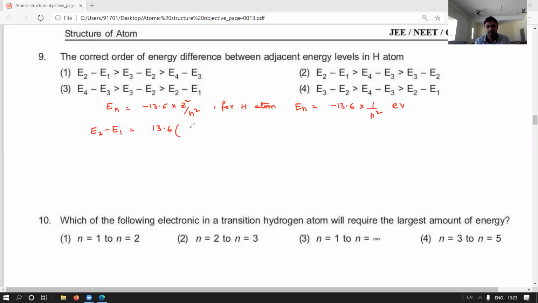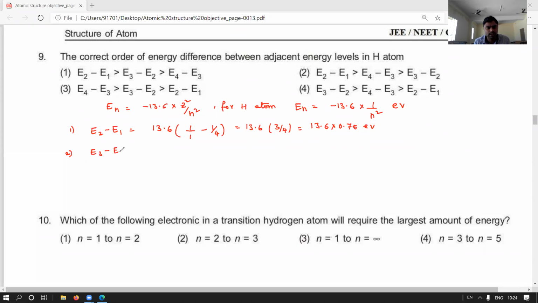Then the value is 13.6 into 1 by 1 minus 1 by 4, 1 by 2 whole square, which is equal to 13.6 into 3 by 4, which is 13.6 into 0.75 electron volts. Okay. Now the second one you have to calculate.